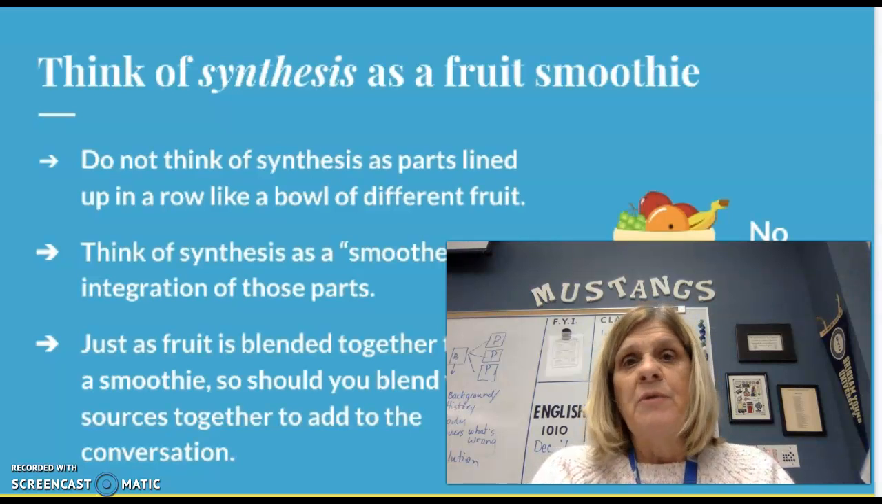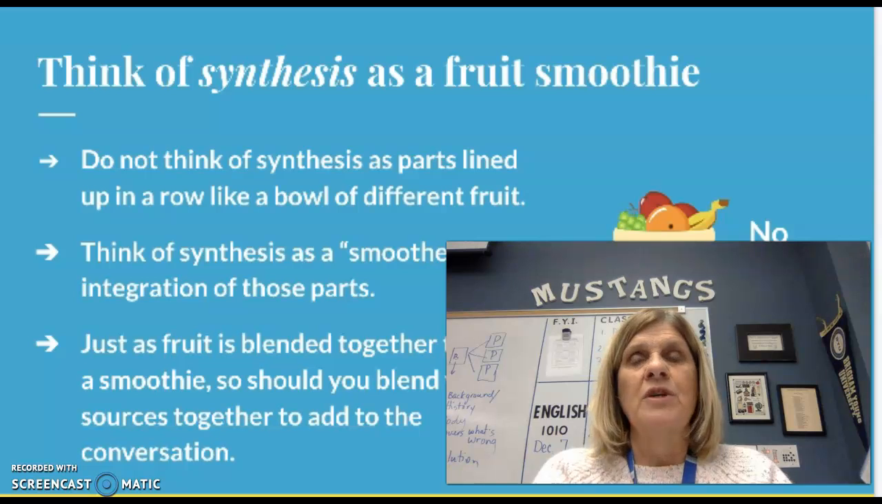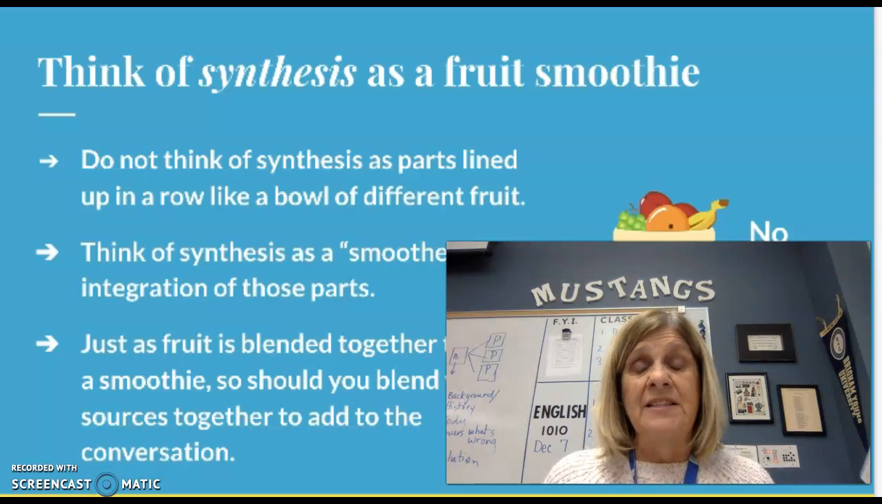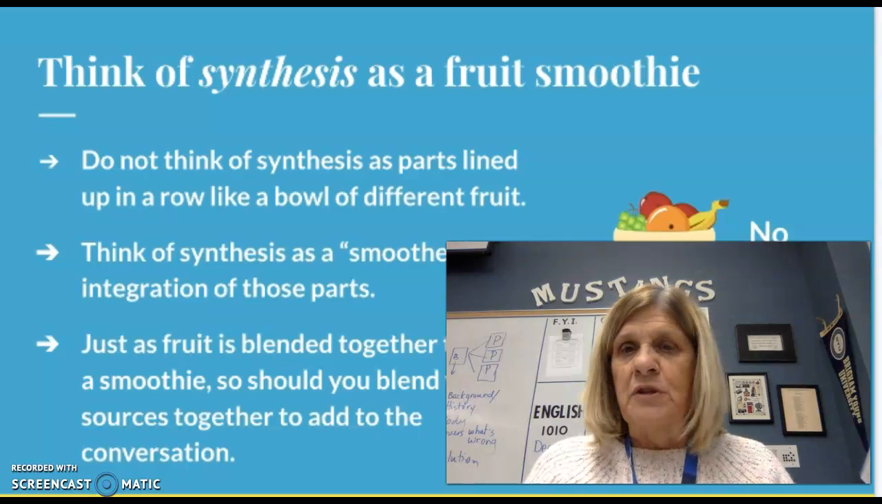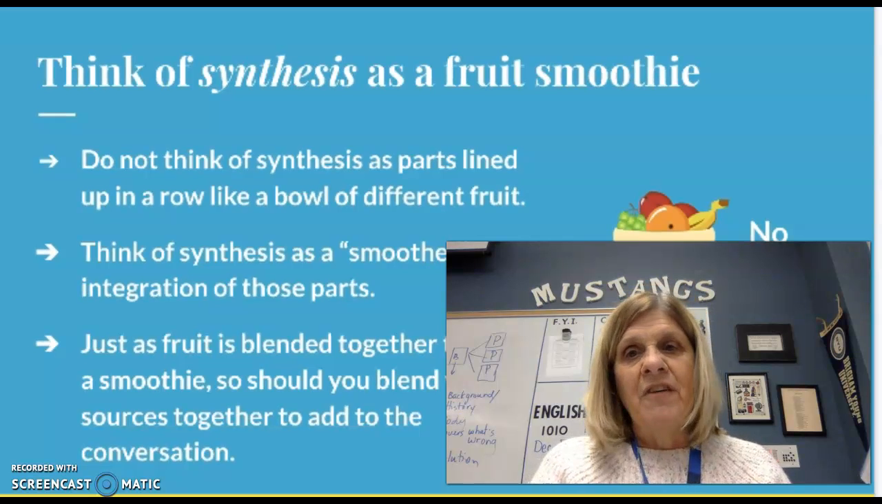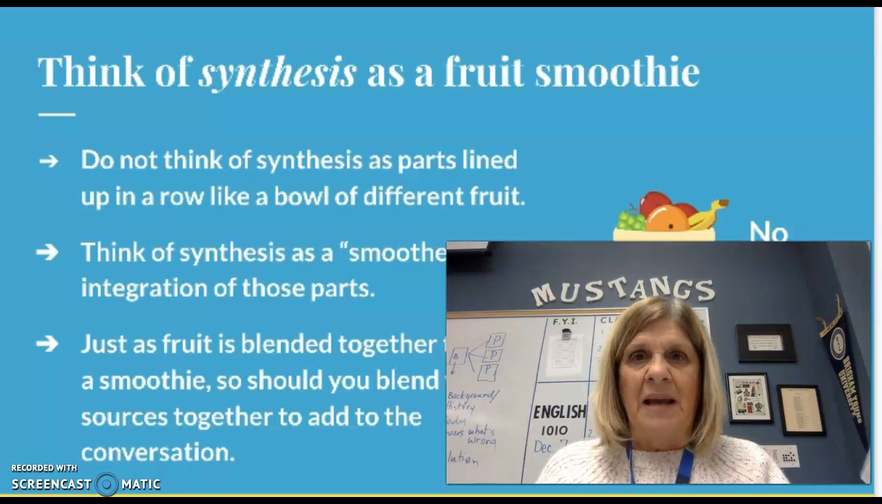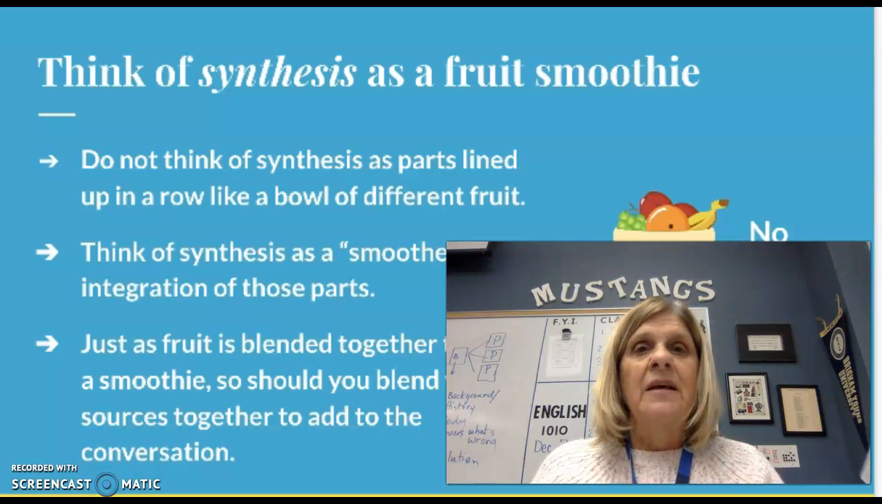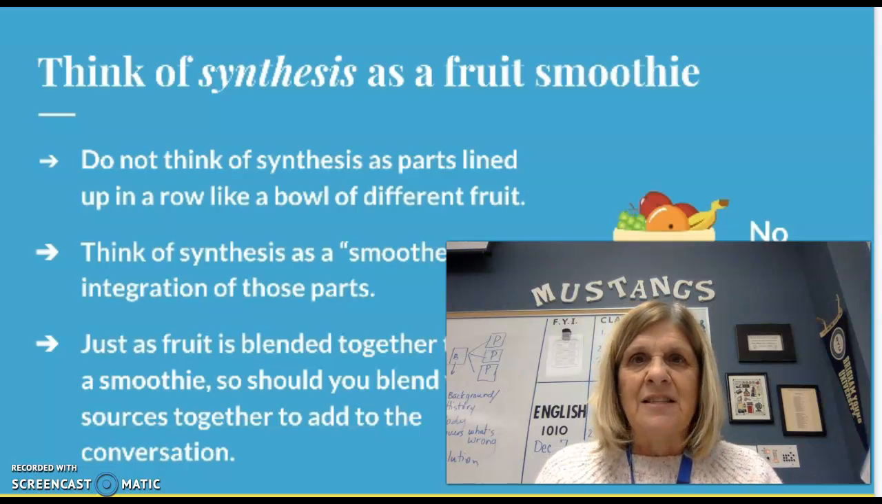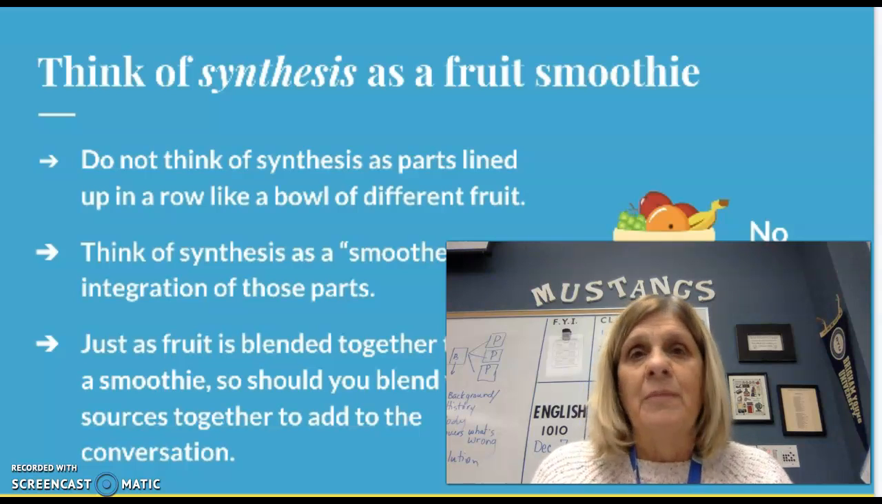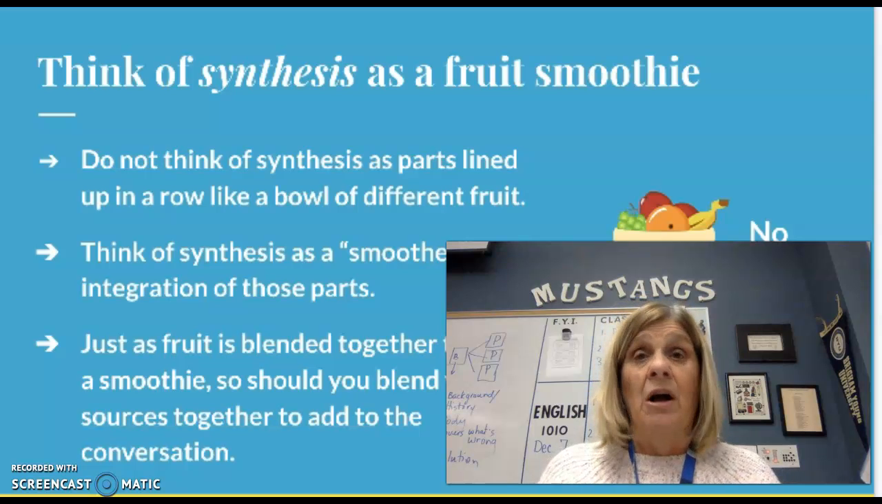Finally, before you start, remember you need to think of the word synthesis, as you've got all these different sources and you're synthesizing the information. When you have a fruit smoothie, you don't have a chunk of apples and you don't have a chunk of bananas and you don't have a chunk of grapes. It's all mixed together. And so think of your resources as those fruits that when you put them into your paper, it's going to be all mixed up.